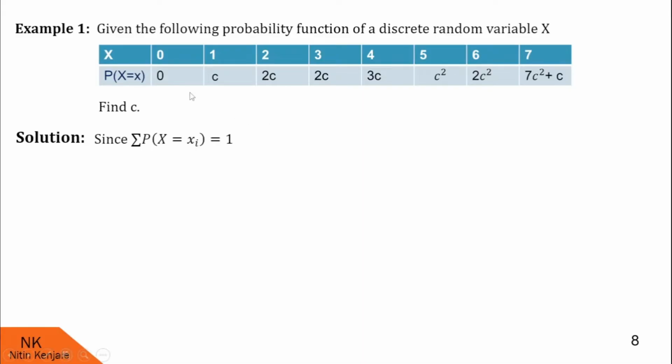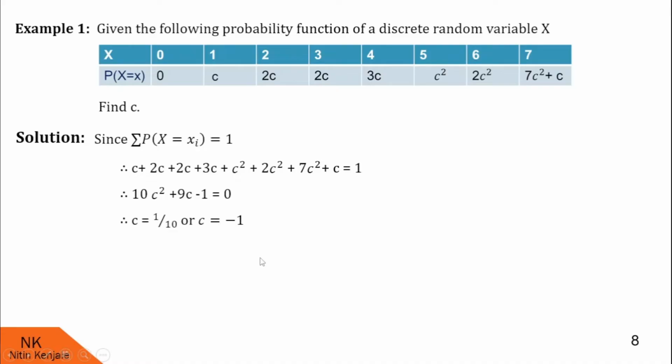Therefore let us add these values from the second row. We see it is 0 plus c plus 2c plus 2c plus 3c plus c square plus 2c square plus 7c square plus c is equal to 1. When we simplify this LHS, we see it is 10c square plus 9c. This 1 on the RHS, I am going to take it to the LHS. So we see a quadratic equation in c. When we solve this, I found c takes two values. One is 1 by 10, that is 0.1, and another one is minus 1.